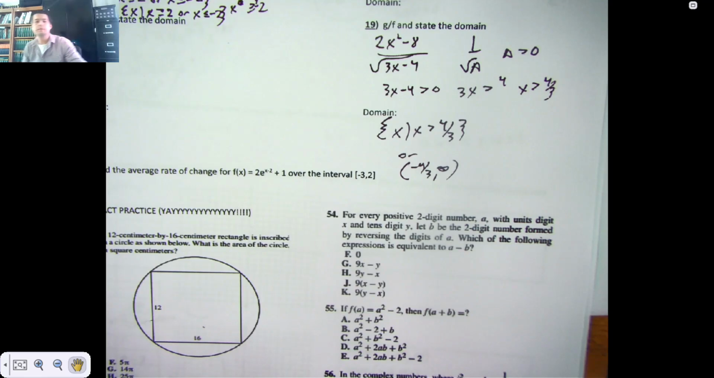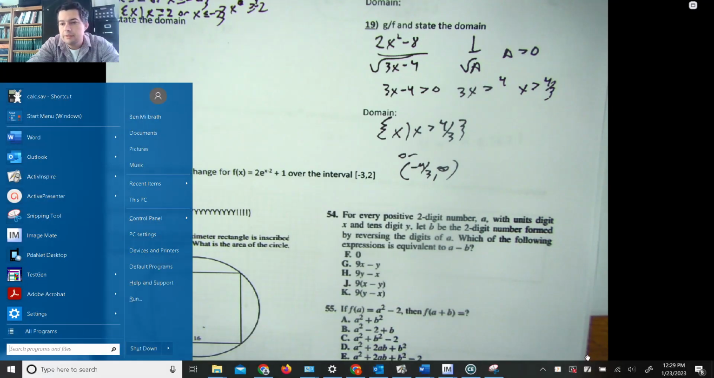And we have the ACT stuff, which I will have to do after school because I just ran out of time.